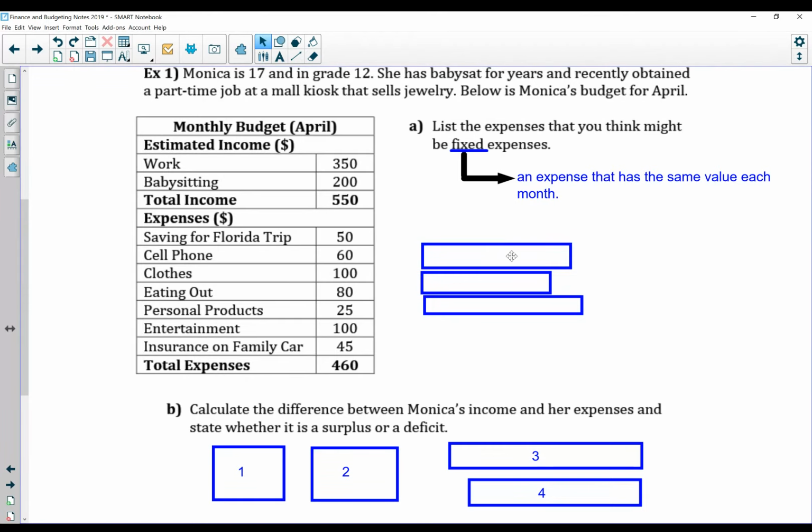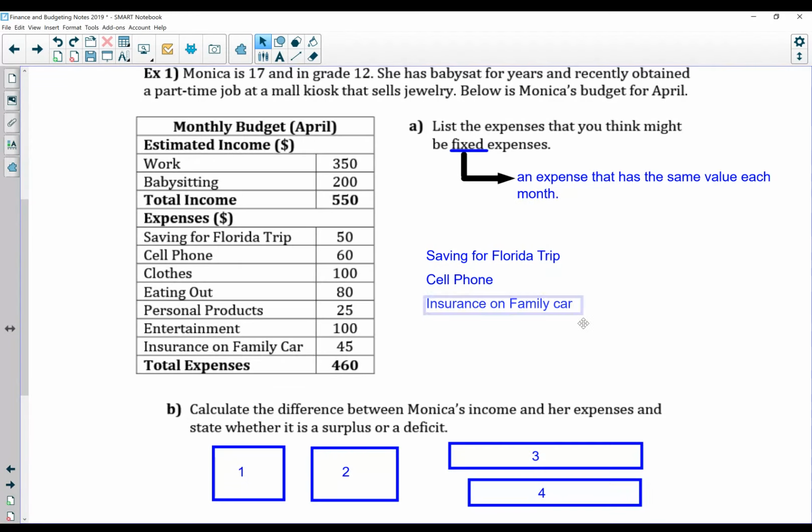I have on my list saving for the Florida trip. She could save $50 a month until she has enough money for that Florida trip. So that is a fixed expense. She knows it's going to be $50 every time. Her cell phone, usually your cell phone bill is a fixed expense. It means you're going to pay $60 a month for it. And finally, the insurance on the family car, that usually doesn't change unless you get in an accident and your insurance rates go up, but it's still a fixed expense.